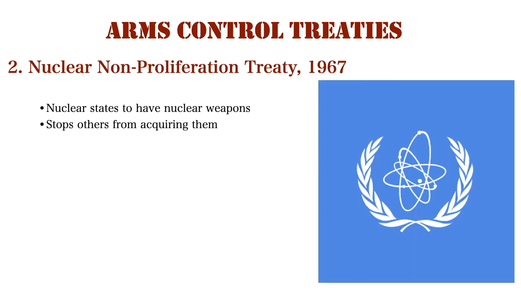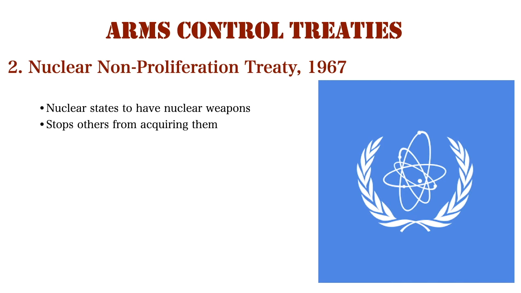Nuclear Non-Proliferation Treaty. Now, proliferation means to increase or spread, right? So this treaty is about the non-increase of nuclear weapons. How? Well, this treaty allows only the nuclear weapon states to have nuclear weapons, and it stops others from acquiring nuclear weapons.